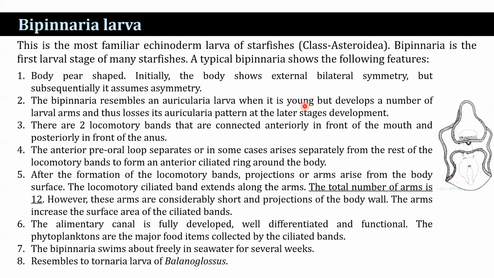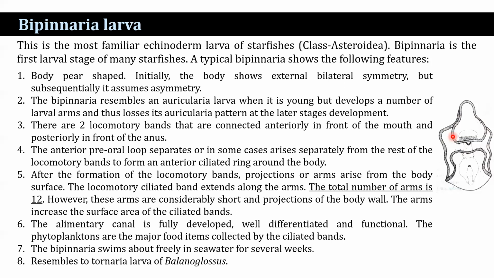There are two locomotory bands that are connected anteriorly in front of the mouth and posteriorly in front of the anus, as mentioned here. Here you see the anterior preoral lobes; this is the mouth, this is the esophagus, and this is the stomach, and these are the ciliary bands. After the formation of the locomotory bands, projections of the arms arise from the body surface. The locomotory ciliated bands extend along the arms, and the total number of arms is 12.